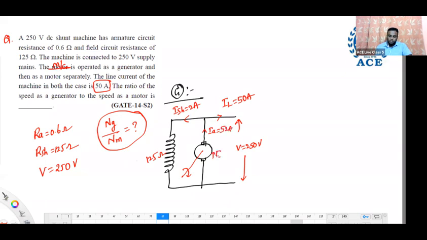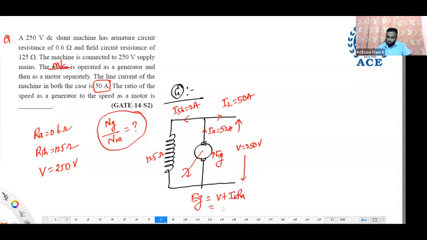Then calculate EG in generator by applying KVL. What is the KVL? V plus IA RA. Brush drop is not given, so neglect that. V is 250 plus IA is 52 times RA 0.6. What is EG? 282, something like 281.2, right? Yes, 281.2. Some people gave the answer 1.27, right? Very good. 1.27 is correct.